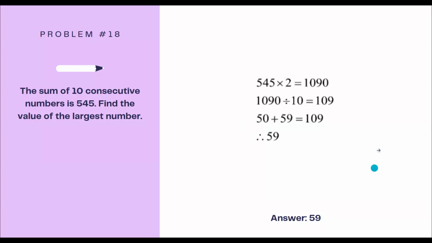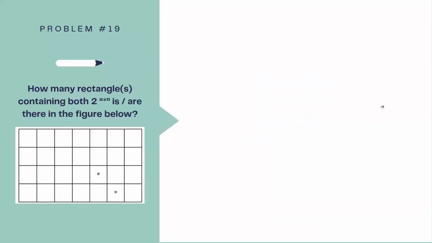So we can now proceed to problem number 19. How many rectangles containing both two, this one, the asterisk, are there in the figure below? So how do we get the number of rectangles? Most of you answered 30.